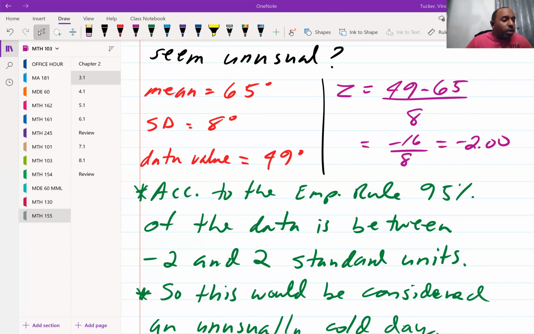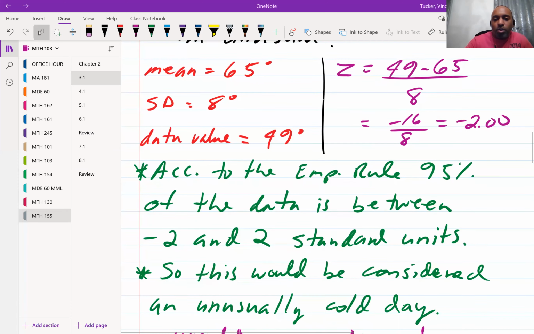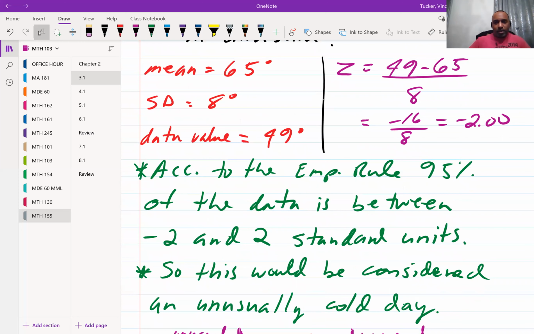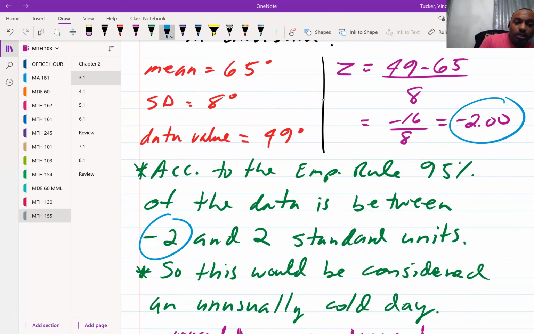So according to the empirical rule, 95% of the data is between -2 and +2 standard deviations. This would be considered an unusual cold day. And I'm about to show you a little diagram, but everyone try not to go too far up. Give you guys a chance to copy. And so remember the -2 that we're talking about, we have -2 right here for our z-score, and then it's -2 right here from the empirical rule. So that's why I referenced -2.